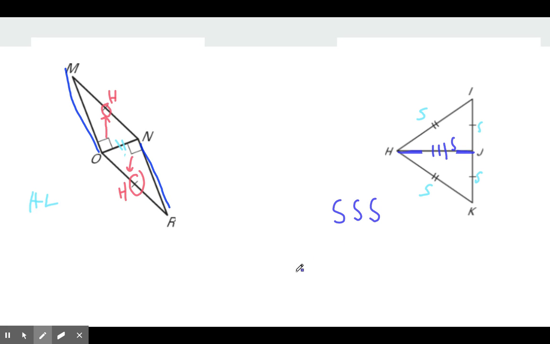And again, congruency statement, we'll do one last one. Last one, why not? Triangle HKJ is congruent to triangle H. K went second, so that means I goes second, and J goes last again. HKJ is congruent to HIJ.